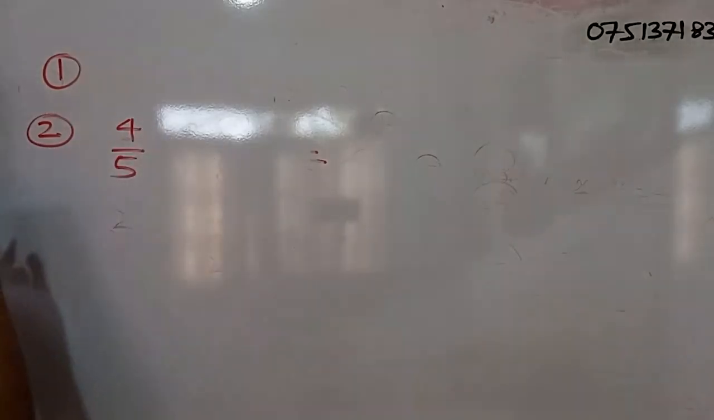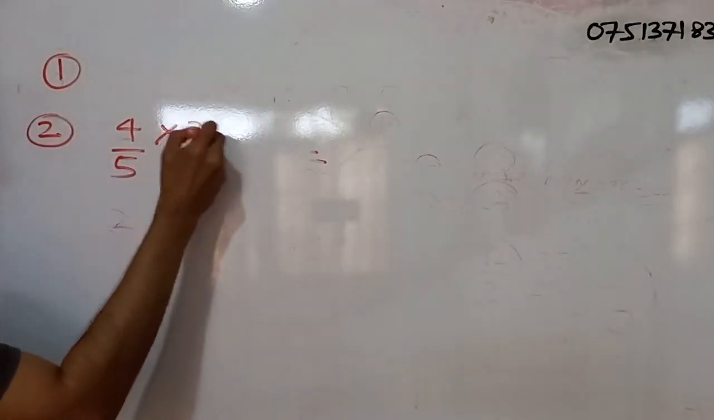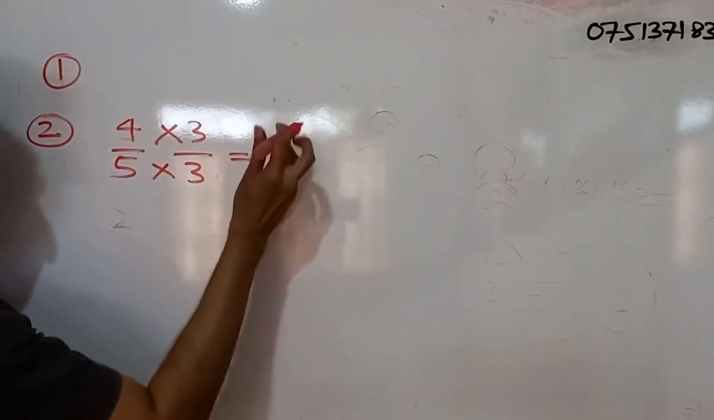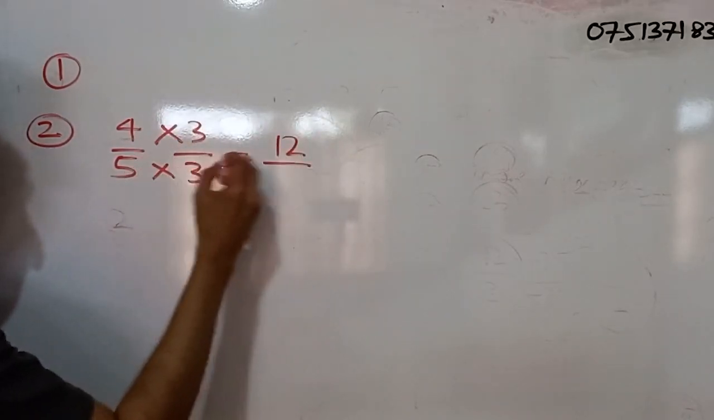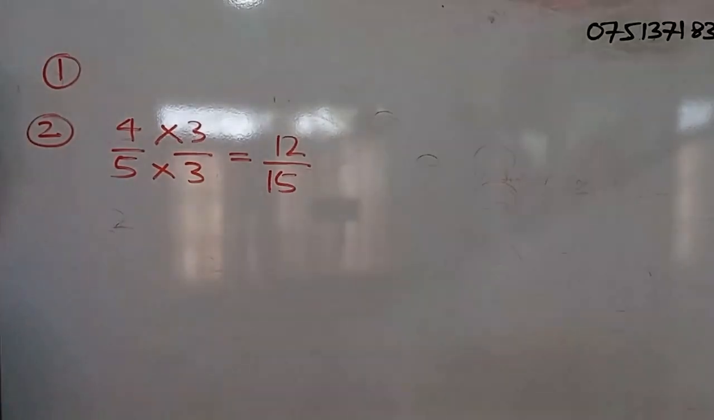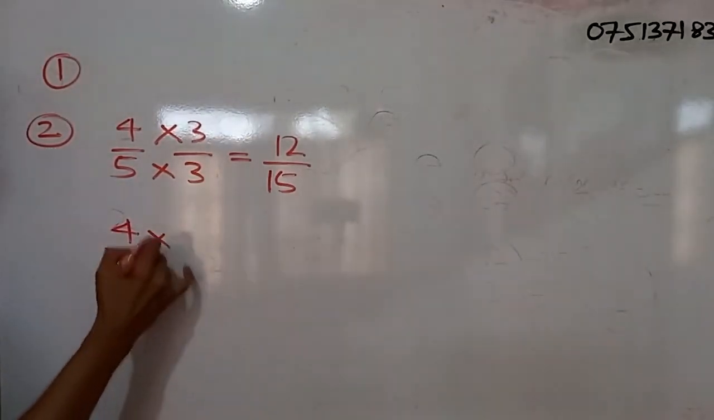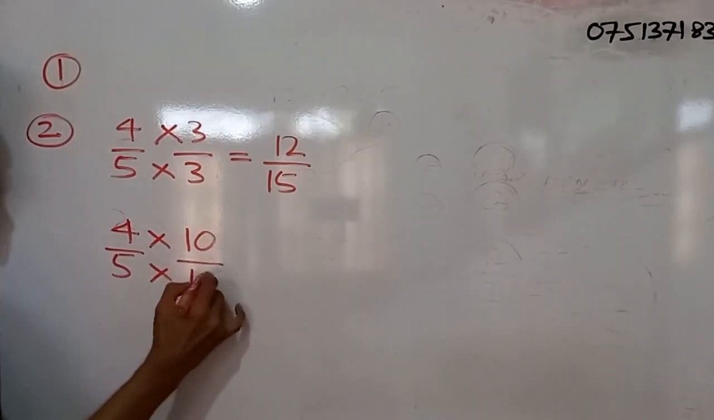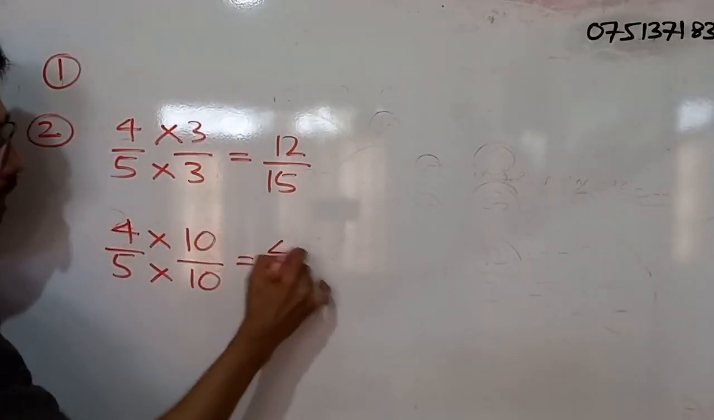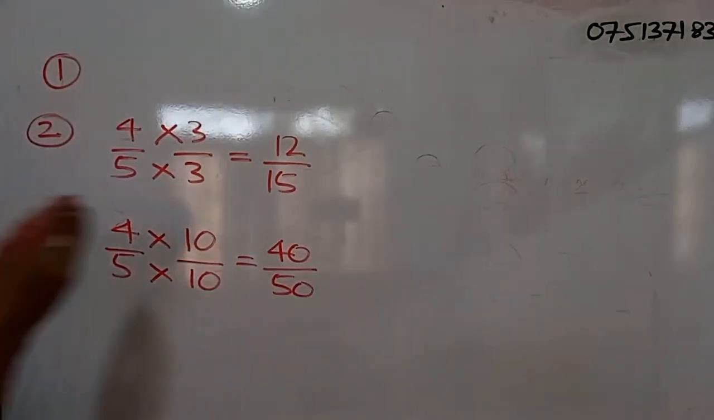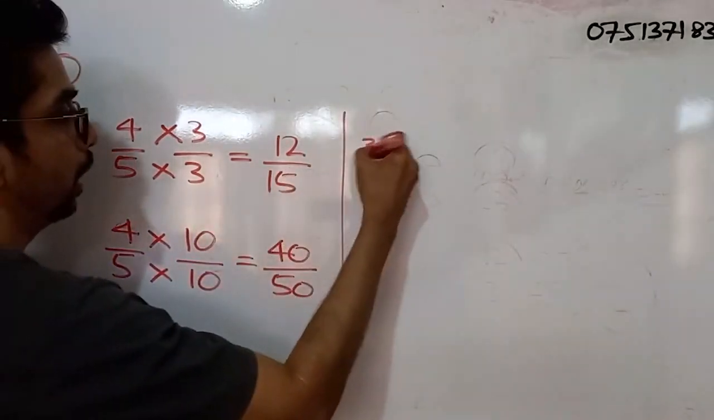So here we have 4 by 5. I will multiply the numerator by 3 and the denominator by 3. So 4 times 3, we know that is 12. 5 times 3, we know that is 15. 4 by 5, I'm going to multiply the numerator by 10 and the denominator by 10. So 4 times 10 is 40. 5 times 10 is 50. Right. Third part.